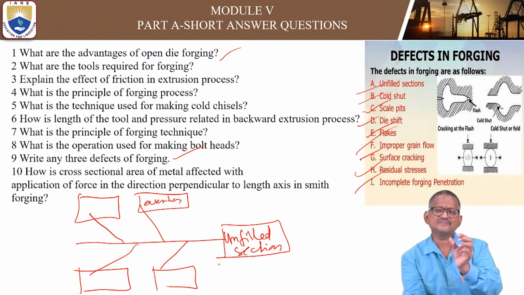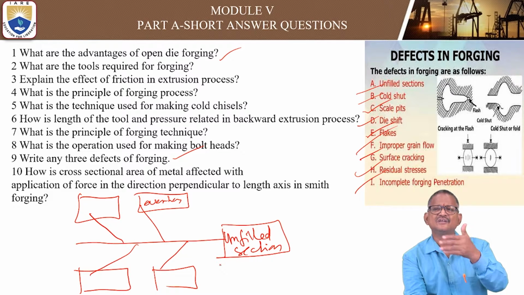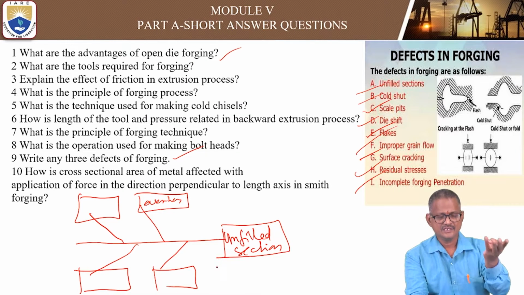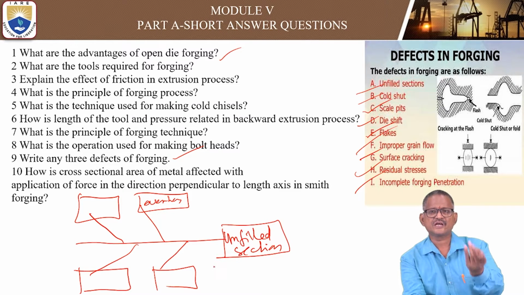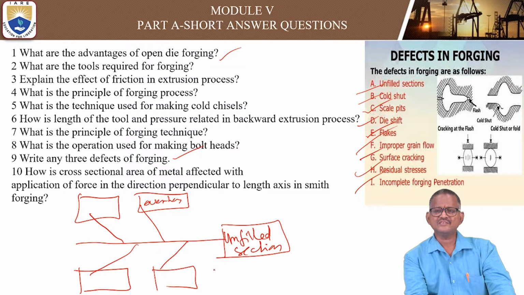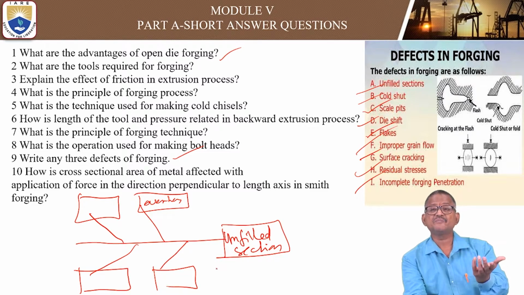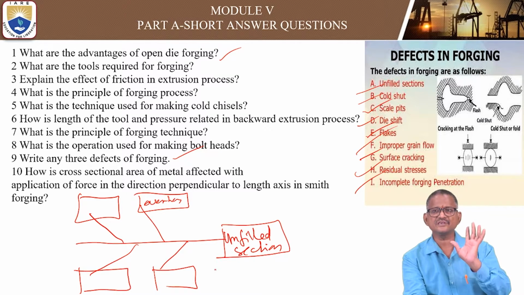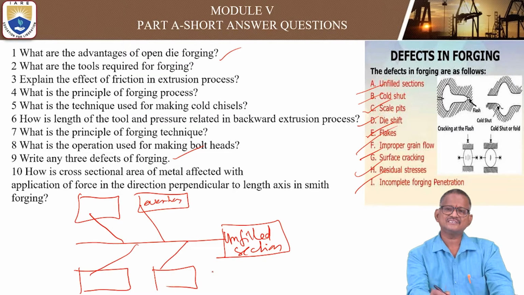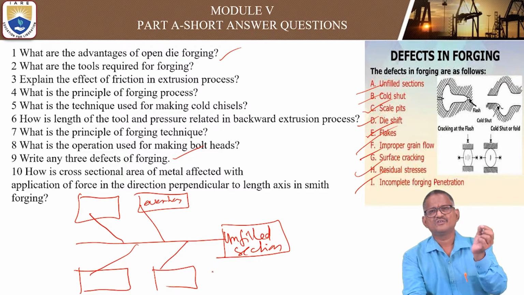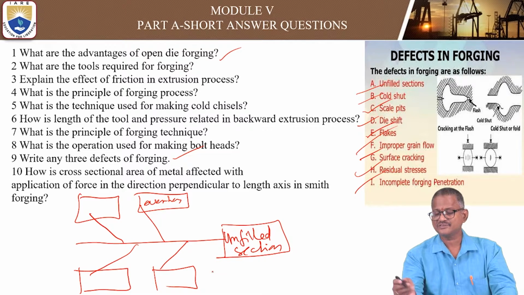That is the method of the process. In general, the forging process can be classified into different types: smith forging, drop forging, press forging, machine forging, etc. Depending upon our application and usage, we select the process. So you need to understand clearly how to identify the defect and what the remedy is to avoid such defects.